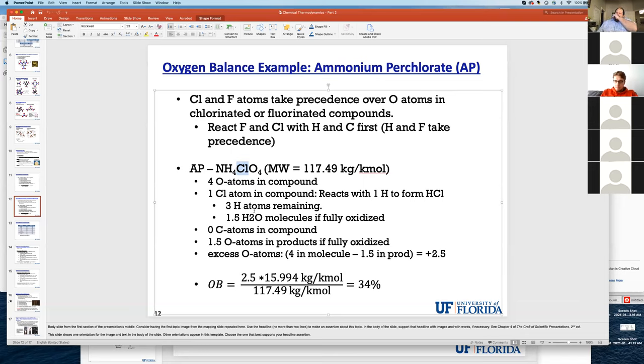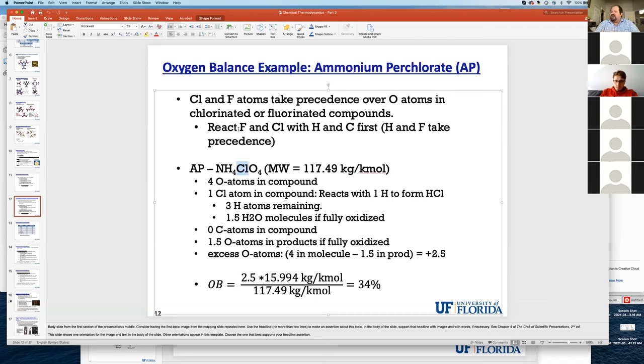And so, now remember, chlorine atoms are very strong oxidizers, or chlorine and fluorine for that matter, are very strong oxidizers. So they take precedence over oxygen atoms. So if you have chlorine or fluorine in your molecule, the chlorine or fluorine will oxidize or will react with the carbon or hydrogen atoms first. So if you have both carbon and hydrogen in the compound, it will preferentially react with the hydrogen first, then the carbon.